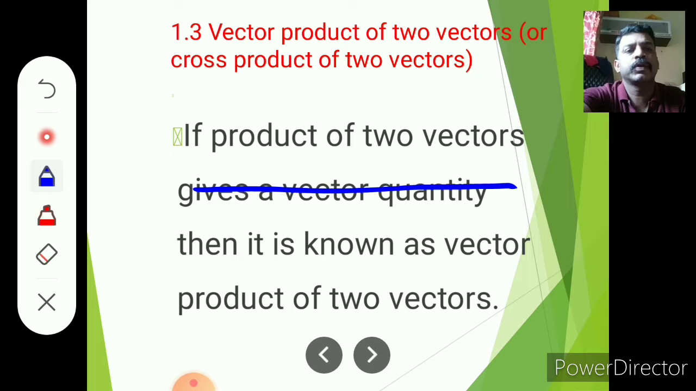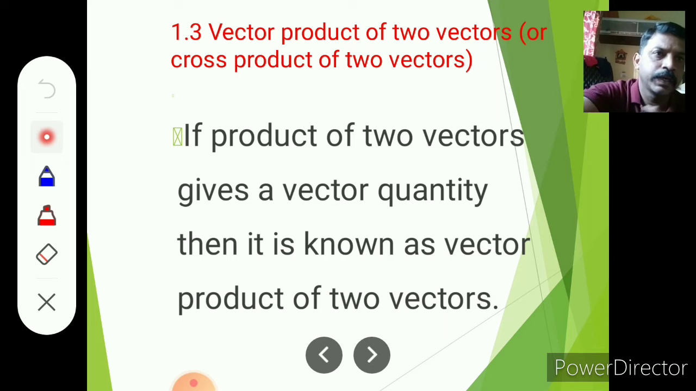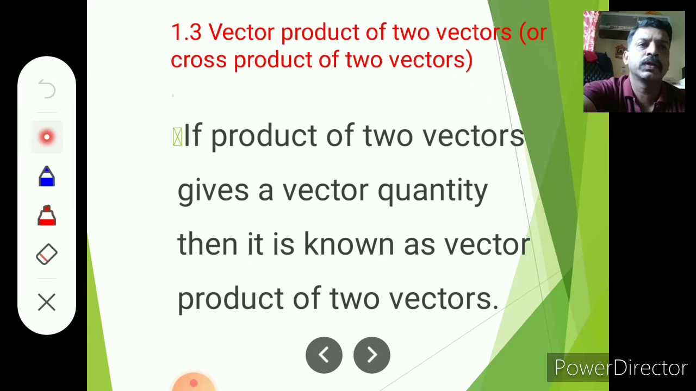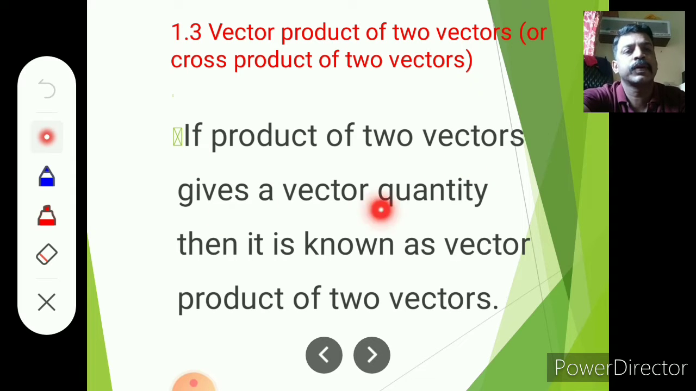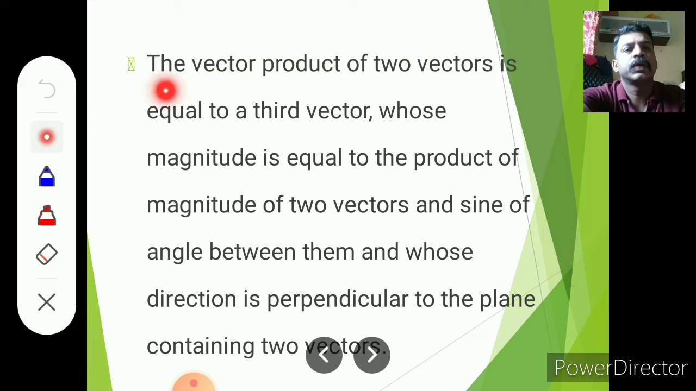If the product of two vectors gives a vector quantity, then it is known as the vector product of two vectors. Like in scalars, if we take the product of two vectors and the resultant quantity is a scalar quantity, then it is known as scalar product. Similarly, if the product of two vectors gives a vector quantity, then it is known as vector product. The vector product of two vectors is equal to a third vector whose magnitude is equal to the product of the magnitudes of the two vectors and the sine of the angle between them.